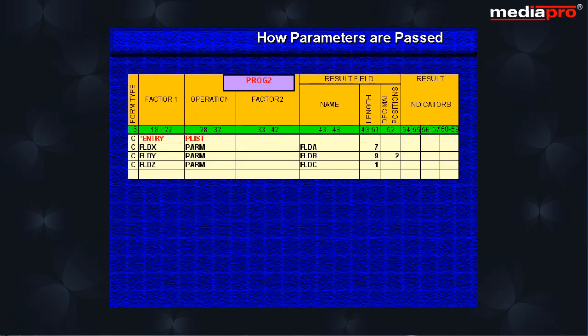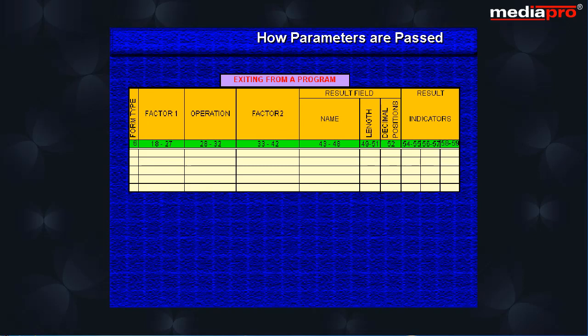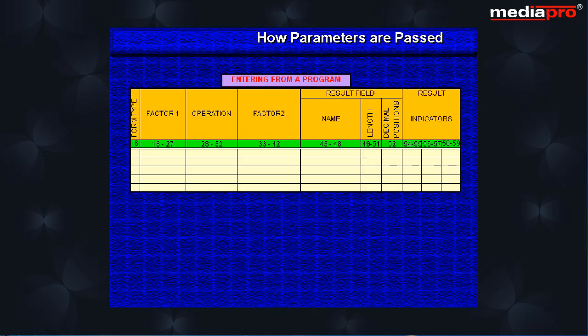Similarly, in the called program, we can specify a local field in factor 1. After the called program receives control, the value in the result field is copied to the field in factor 1. As we just saw, when exiting from a program, the system copies the values from the factor 2 field into the result field for each PARM statement.